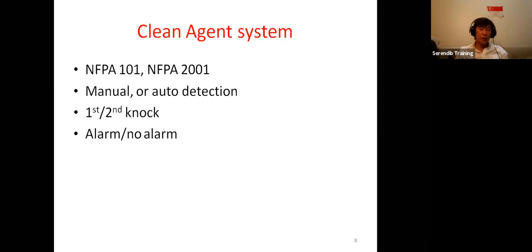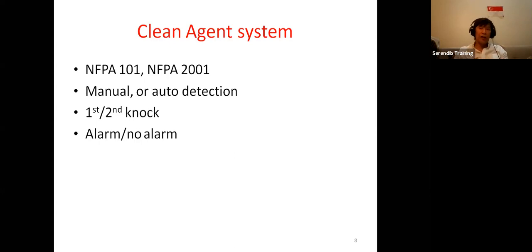Basically, NFPA 2001's detection requirement for clean agent system refers to NFPA 72. And NFPA 72 also doesn't stipulate when the alarm should come on. Is it on the first knock or is it on the second knock? Recently, I had an experience about a configuration where the first knock was made to cause a building evacuation. Not the second knock.